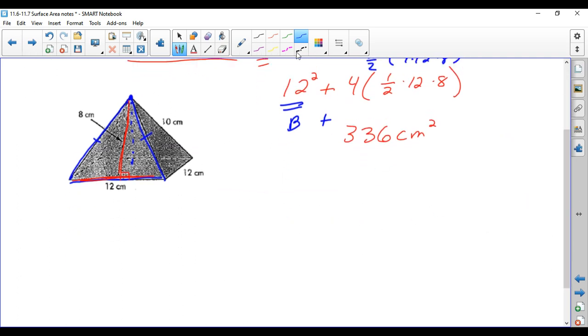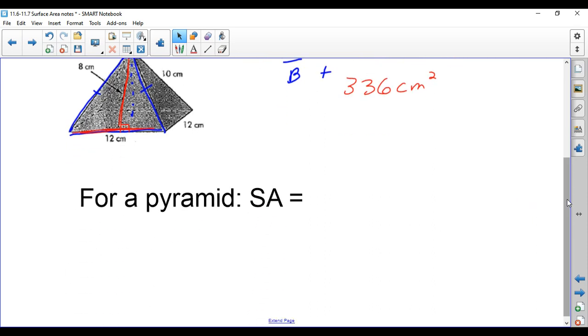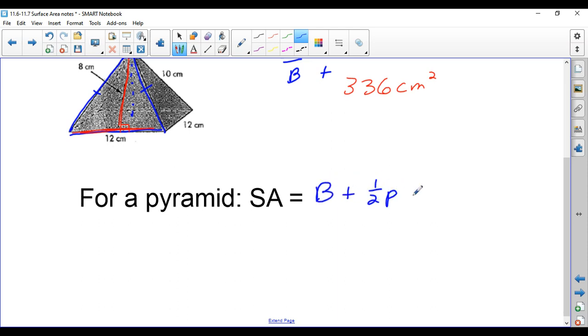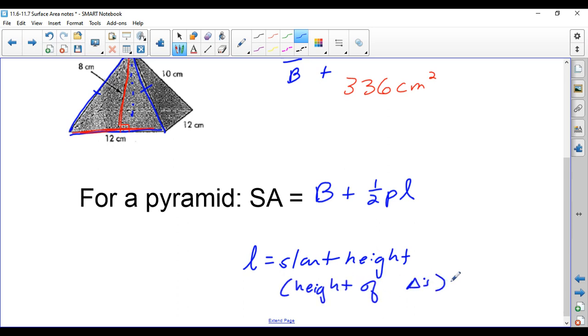A formula that we can use for total area, surface area of a pyramid is base area, there's only one base, plus 1/2 the perimeter of the base times the slant height. Make sure that l is slant height, not the height of the pyramid through the middle, but the slant height on the surface. That's the height of the triangles. And again, it has to be a regular pyramid where the vertex is directly above the center of the base and the base is a regular polygon.